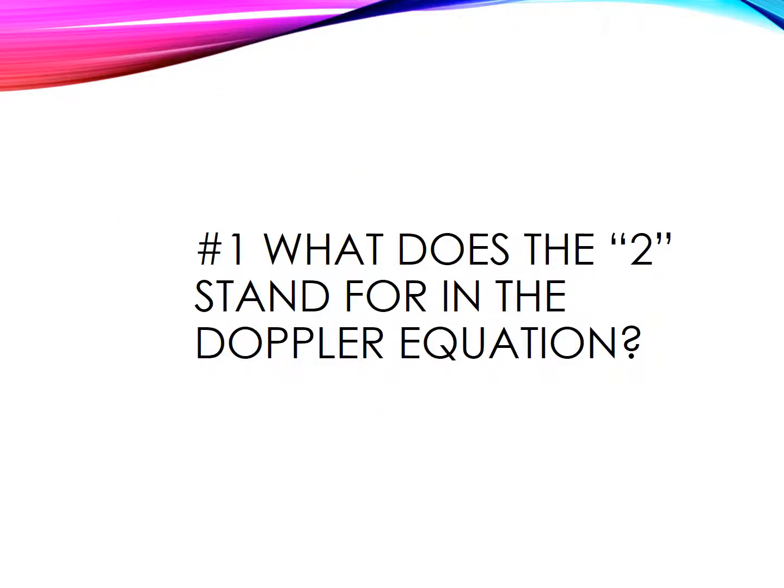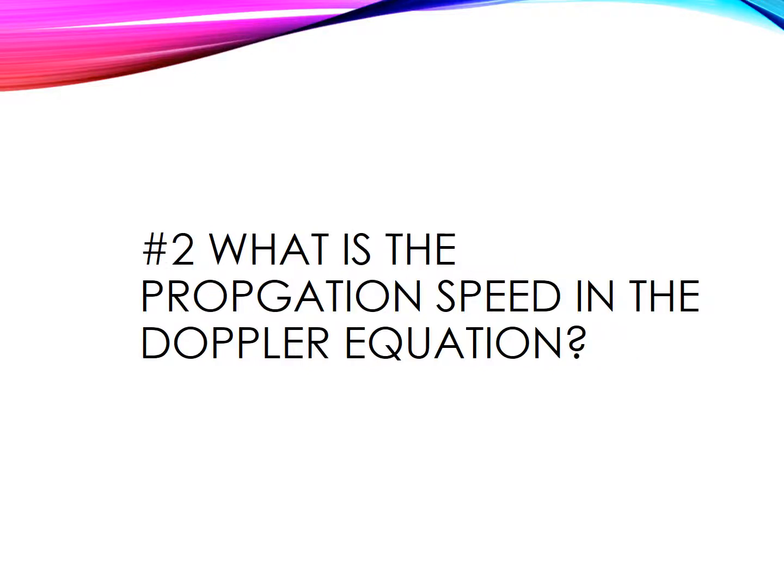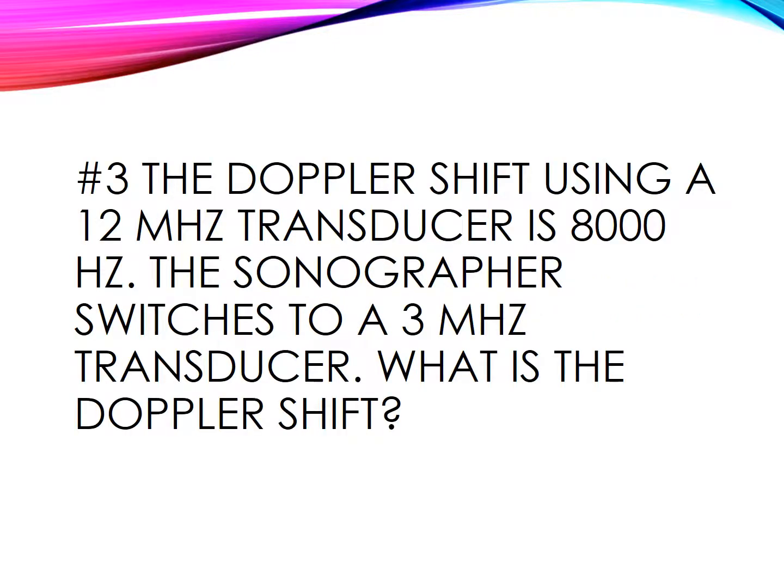Number 1, what does the 2 stand for in the Doppler equation? Number 2, what is the propagation speed in the Doppler equation? Number 3, the Doppler shift using a 12 MHz transducer is 8000 Hz. The sonographer switches to a 3 MHz transducer. What is the Doppler shift?